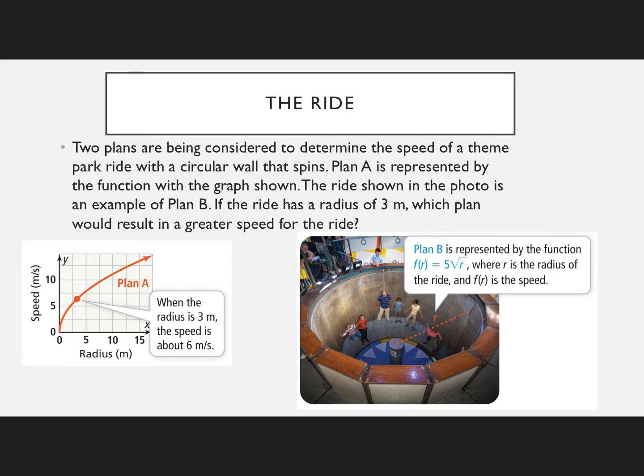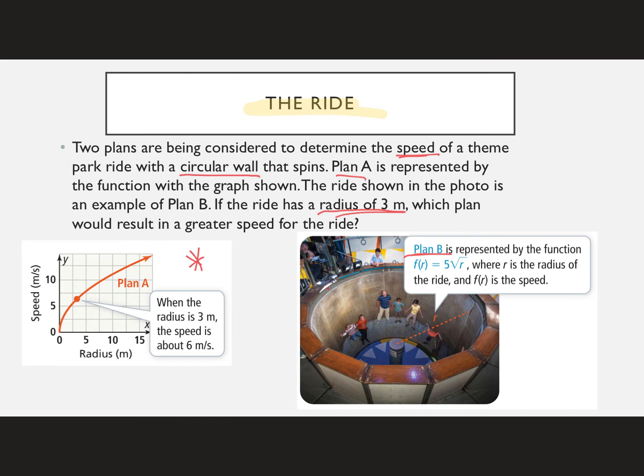So the first thing we look at is something called the ride. Two plans are being considered to determine the speed of a theme park ride that has a circular wall that spins. Plan A is represented by the function with the graph shown. The ride shown in the photo is an example of Plan B. If the ride has a radius of 3 meters, which plan would result in a greater speed for the ride?